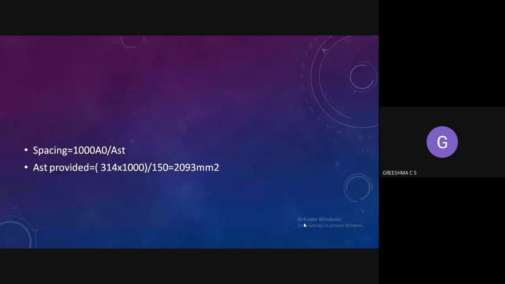So AST provided is equal to 1000 times area divided by spacing. We have rearranged the standard equation to get the AST provided. The spacing we give is 150 mm, so you will get 2093 mm square. That is the AST provided.